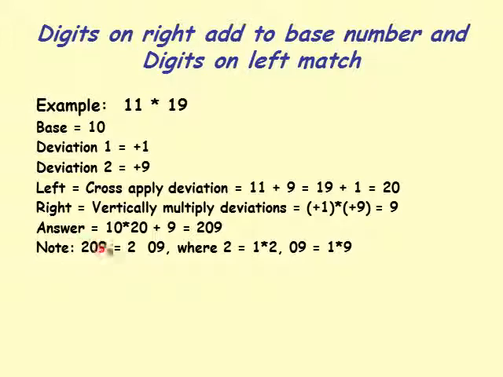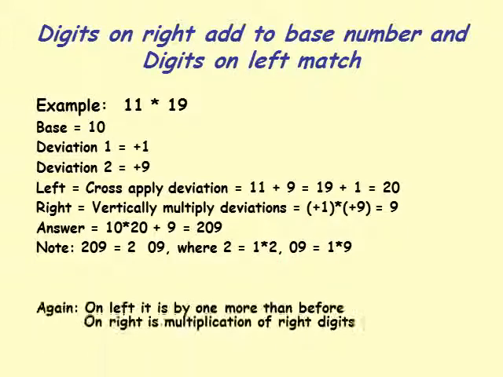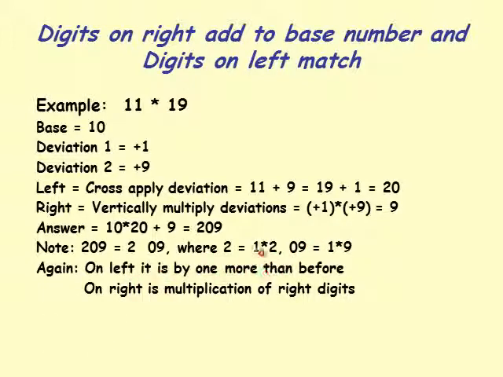Okay, let's see. 209 is like 2 and a 09, where 2 comes from 1 times 2. What is 1 times 2? 1 more than before. The 09 comes from 1 times 9. 1 times 9 is only one digit, but we have a 09 here because this 2 on the left is like a 200, and to that we add the two digits on the right. 200 comes from 10 times 20, just like here. So when only one digit comes on the right, for multiplication you actually need two digits, and 09 comes in here. Okay, so let's see what happens. On the left, it's 1 more than before, 1 times 2. On the right, it's multiplication of the right digits, padded with 0.